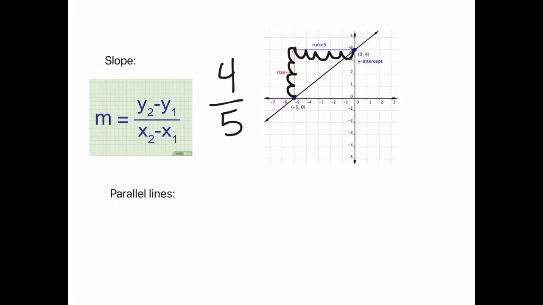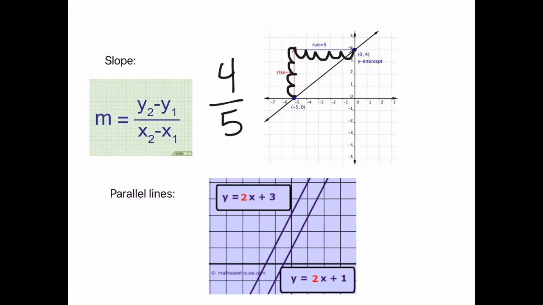Now, parallel lines always have the exact same slope and different y-intercepts. So just like in this image down here, the slope of the top line is a positive 2, the slope of the bottom line is a positive 2, or exactly the same. But notice that for the y-intercepts, one is at positive 3 and one's at positive 1. So the exact same slope, but different y-intercepts will always get you parallel lines.